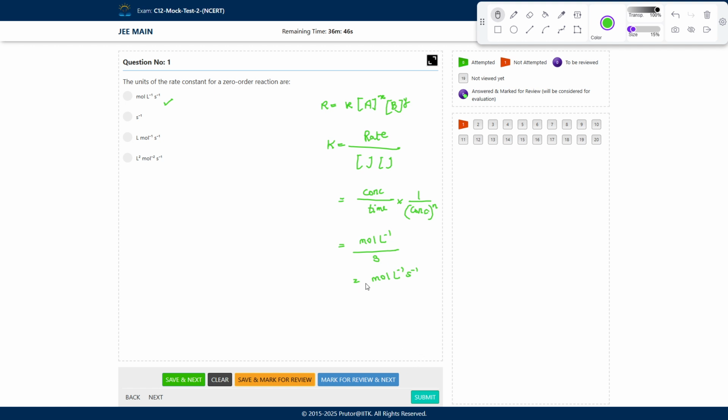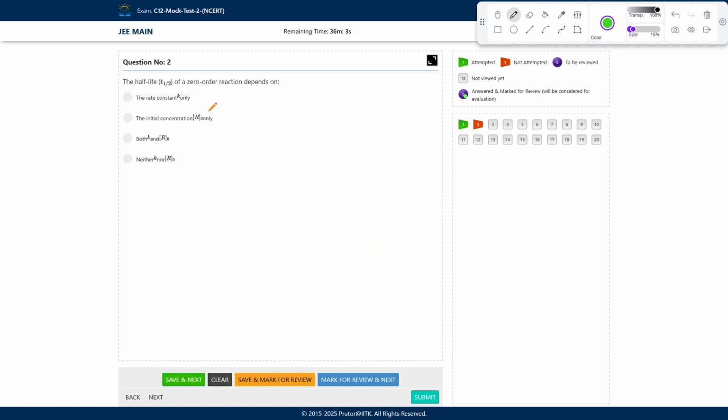Okay, let's move to our next question. The second question is that the half-life, that is T half, for a zero order reaction is going to depend upon... You have to tell from the given options the factor on which the half-life, which is represented by T half, of a zero order reaction is going to depend. The options given are the rate constant K only, the initial concentration R naught only, both K and R naught, or neither K nor R naught.